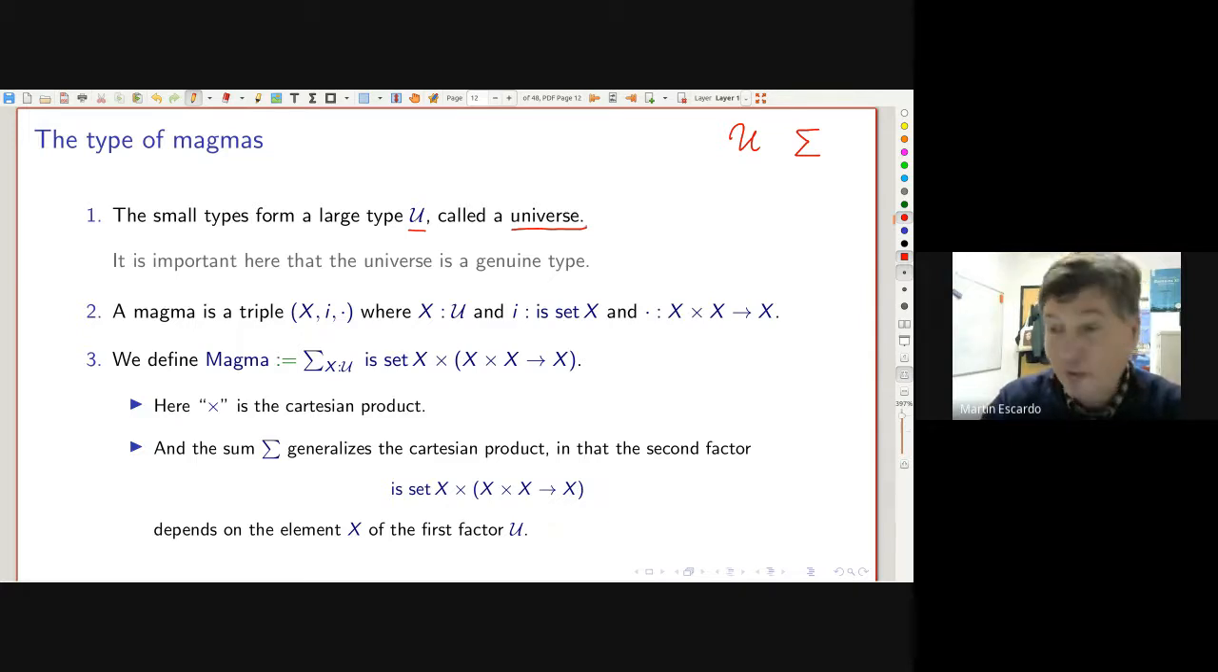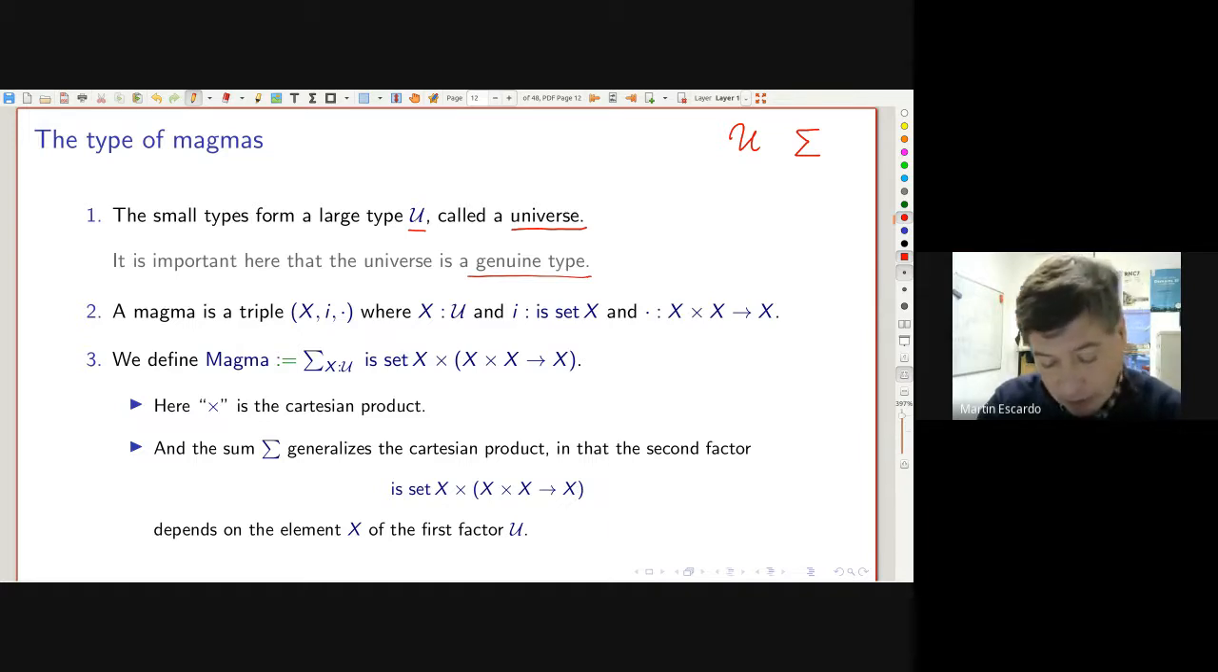And for our discussion, it is important that all types have a notion of identity type or equality, including the universe. So the universe has to be a genuine type. It's going to be a large type, but apart from the distinction of size, it will have the same properties as all the other types.